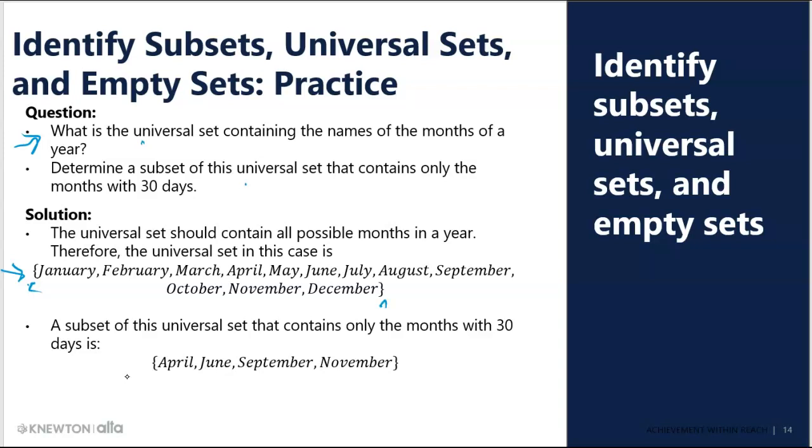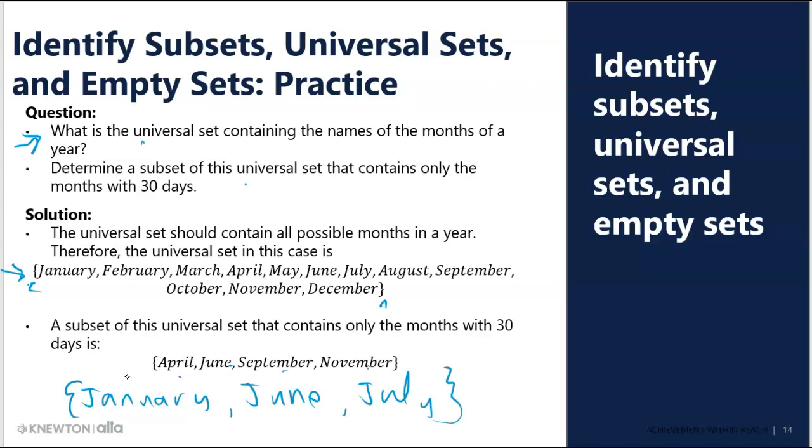Now the subset of this universal set that contains only the months with 30 days is April, June, September, and November. Another subset, I mentioned it. What if I asked you for the subset of the months of the year that start with the letter J? You would write January and June and July. This would be the months of the year that begin with J.